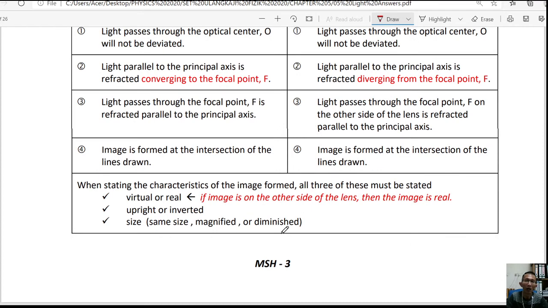Okay, so I have notes down here. When stating the characteristics of the image formed, all these 3 must be written. You must mention whether the image is virtual or real, upright or inverted, and whether the size is same size, magnified or diminished. So remember, virtual means the image cannot be formed on the screen. Real images are images that you can form on the screen.